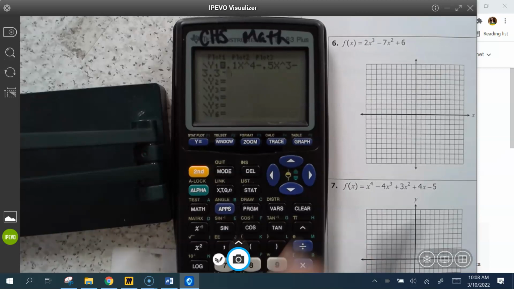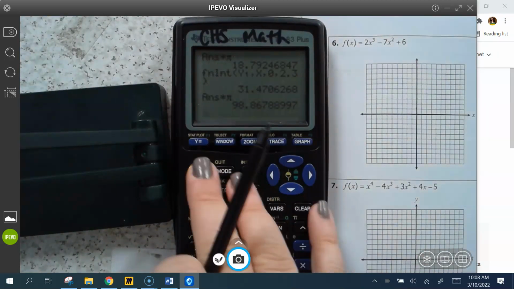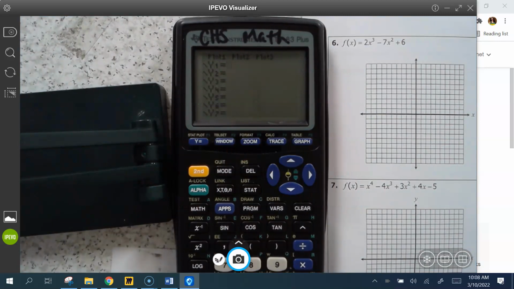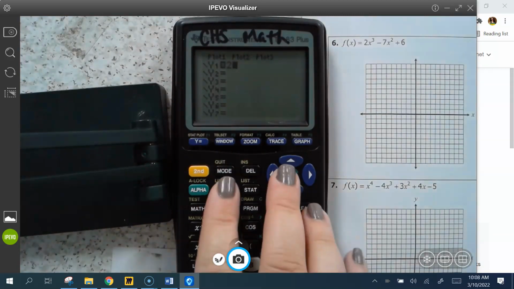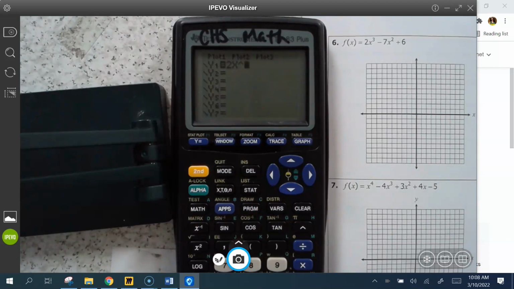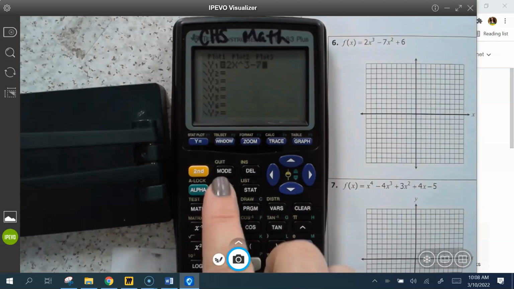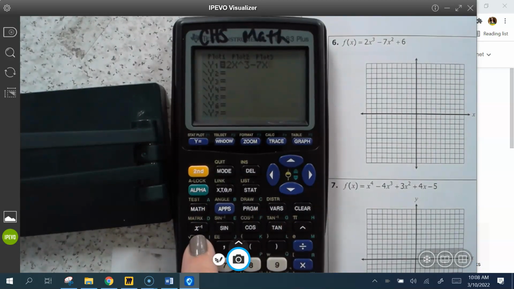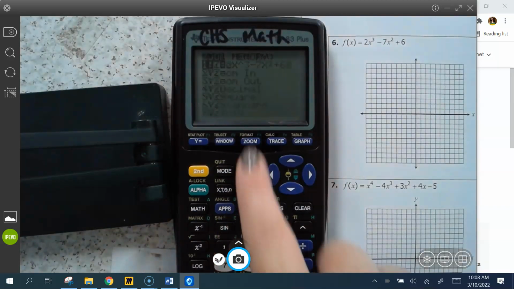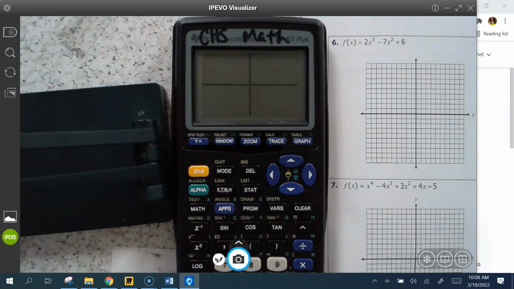All right, so y equals 2x to the third minus 7x squared plus 6. I'm going to start with a zoom 6 here. See if I can get everything in there. And it looks like I got everything in there pretty good, because I know a cubic can't have more humps than that. So I've got everything I need in my picture.